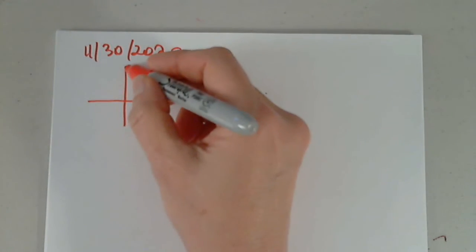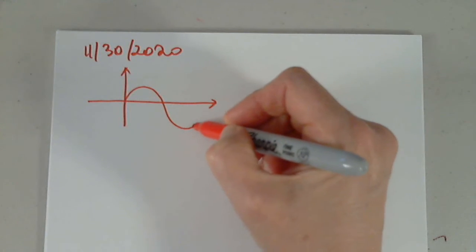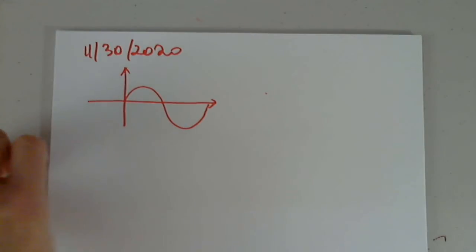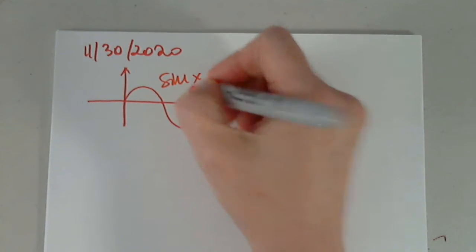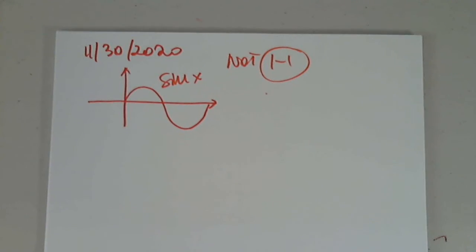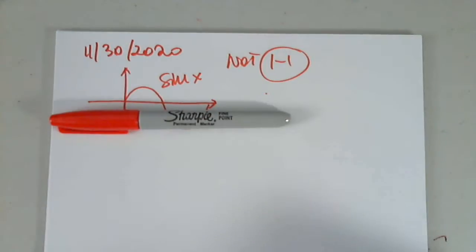It's a very good question. Sine has this graph, and it repeats indefinitely on both sides. This sine is not one-to-one, right? By the horizontal line test it is not one-to-one, so it doesn't have an inverse.